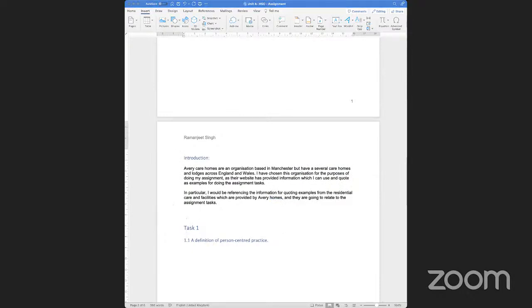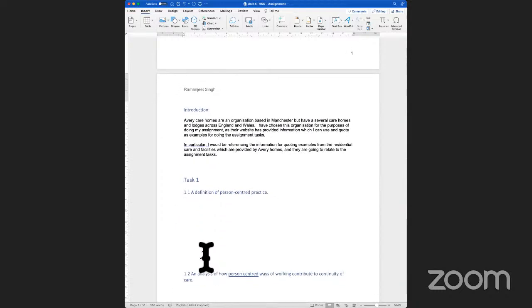Now, just to give you an example, if I talk about a definition of person-centered approach, here I would basically write the definition of person-centered approach. A person-centered approach, if you recall, is about putting the needs and requirements of the individual first, and this takes into account their preferences. The care worker, or in this case the healthcare professional, will look into ensuring that they take into account the basics of how care can be provided using this particular approach.